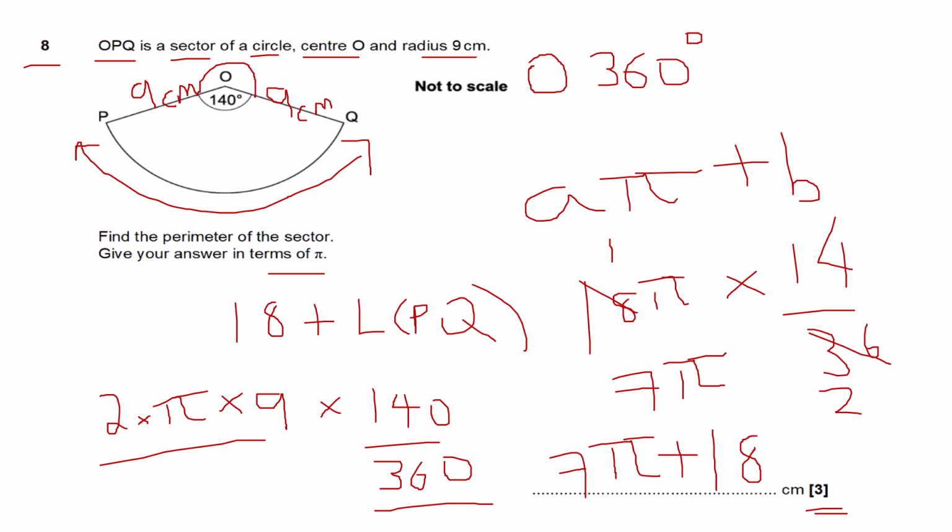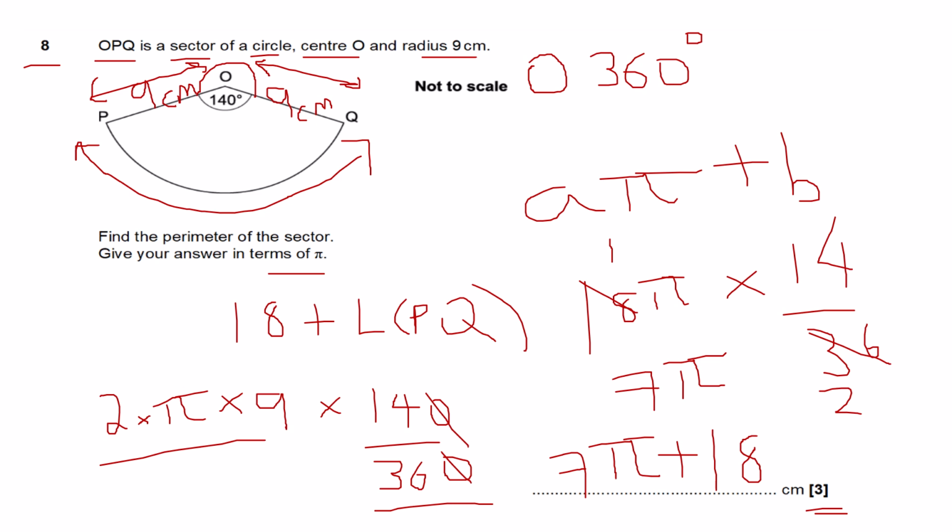So I've got 18 pi times 140 over 360. Obviously I knock off the zeros. I had 18 pi times 14 over 36. That simplifies to just 7 pi, plus 18. So don't forget the rest of the shape. Perimeter is the total distance around any given shape. So it's the total distance around this sector of the circle. If it asks just for arc length, then it's equal to 7 pi.